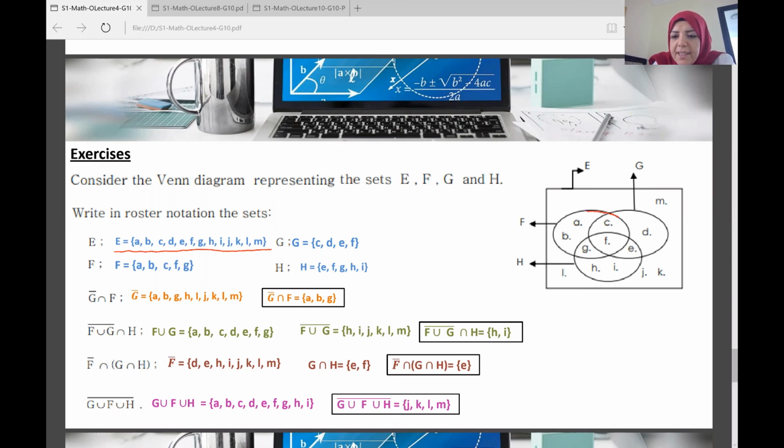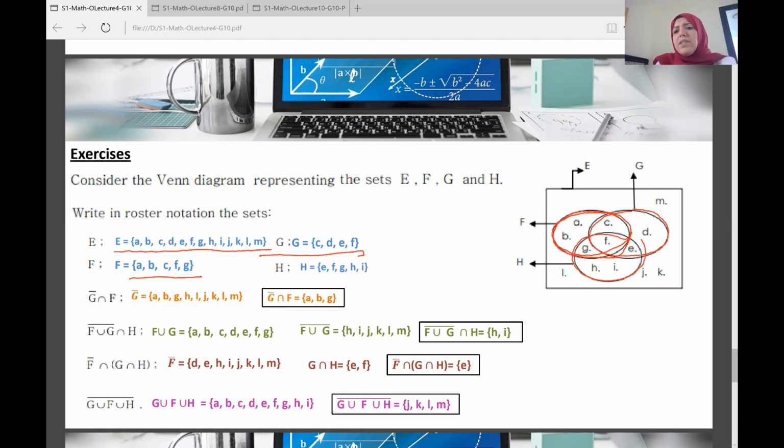Now they ask you to list the elements of F. F means this circle here. All the elements that are in F are here. So they are A, B, C, F, G, as you can see. Now what are the elements of G? The elements of G is here. So they are C, D, E, F. And H is this set here. It's E, F, G, H, I. Okay, so from the Venn diagram, we will be able to list the elements.